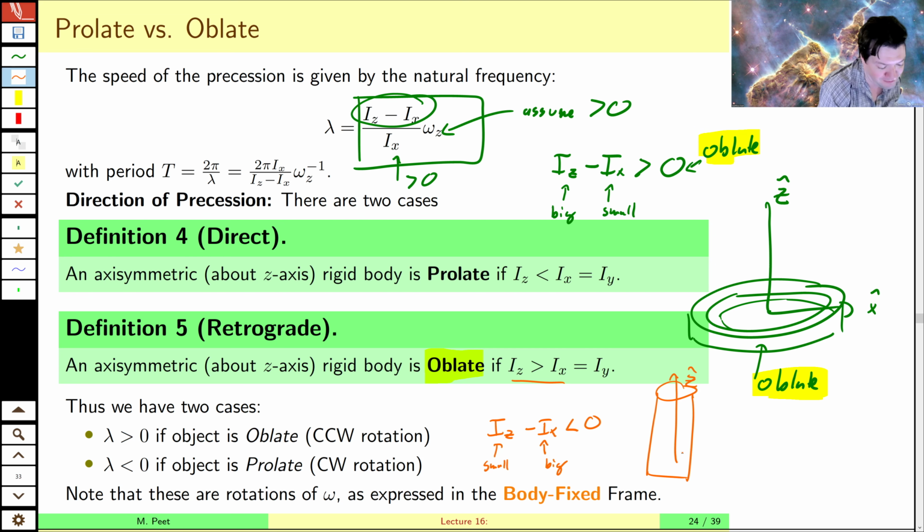Or a rocket. Let's maybe draw a rocket. Sounds more spacey. Except I'm not very good at drawing rockets. There's a rocket. Z, and then X. So most of the mass is close to the z-axis, and there's quite a bit of mass far away from the x-axis. So this type of geometry has another name, and that's called prolate.